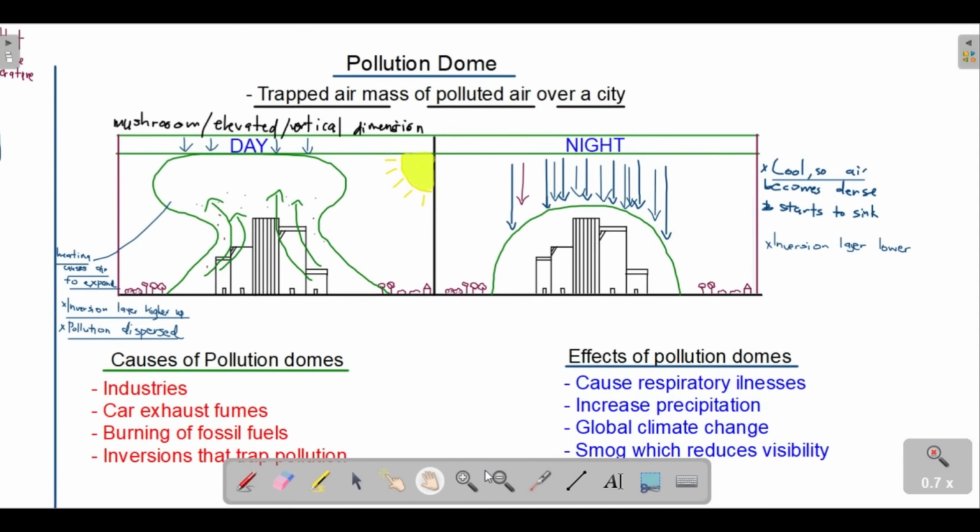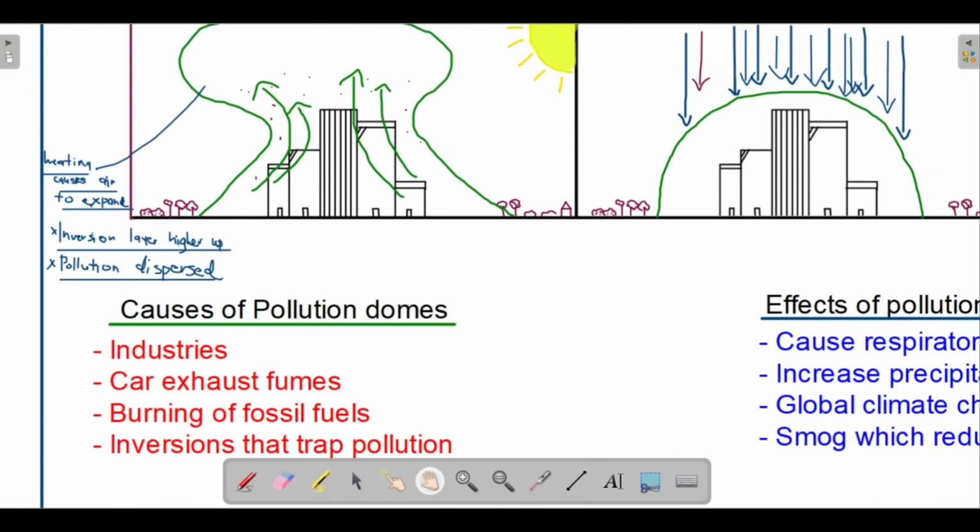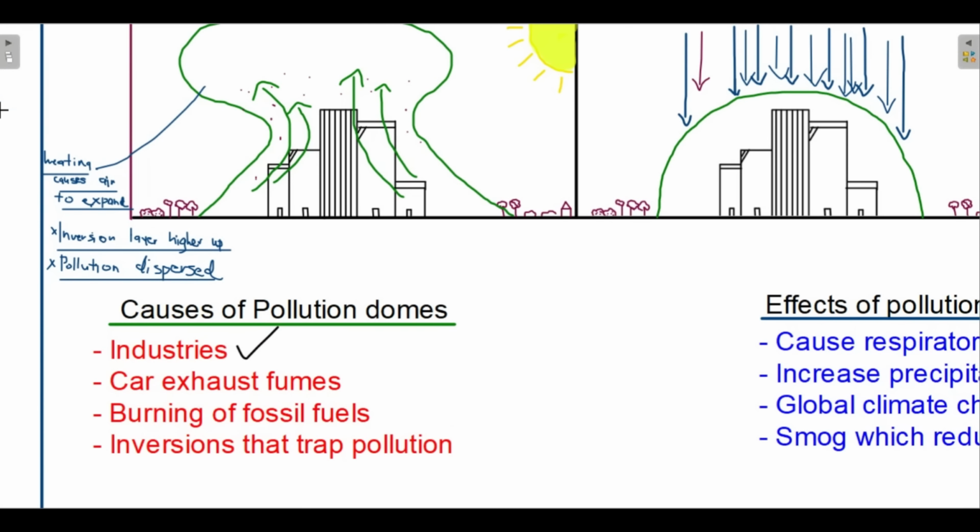Now let's take a look at the causes of pollution domes. Okay, so this must be simple because, well, pollution, what produces pollution? Well, industries. A lot of industries produce a lot of pollutants during their industrial processes to produce whatever products they are producing. They use a lot of chemicals, and pollutants are byproducts. They are released, but not as the main products, but because they are part of the process. A lot of industries produce a lot of carbon dioxide.